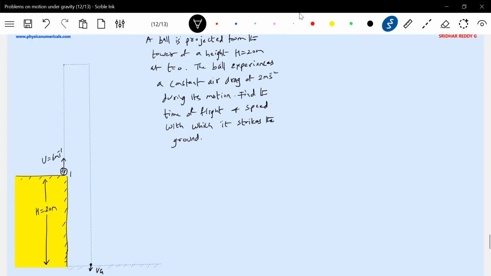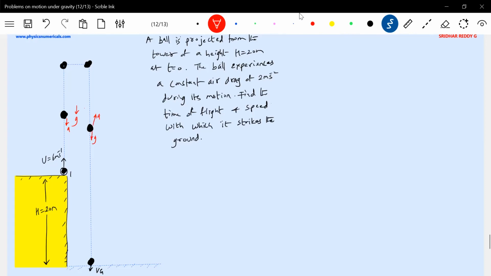Let this be the point 1. The ball initially is projected at t equals 0 here. It will reach a maximum height, then it will come down and strike the ground. So during its path, we'll analyze what the motion of it is. With drag, the g will act here down, and the drag a will also act down.